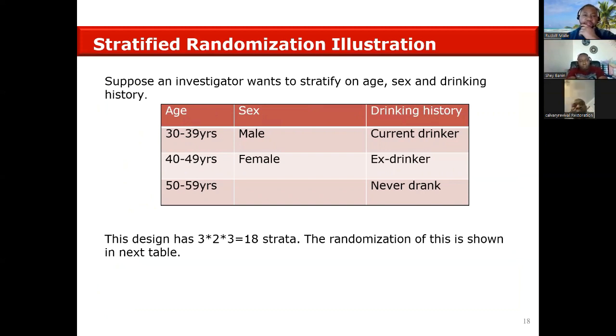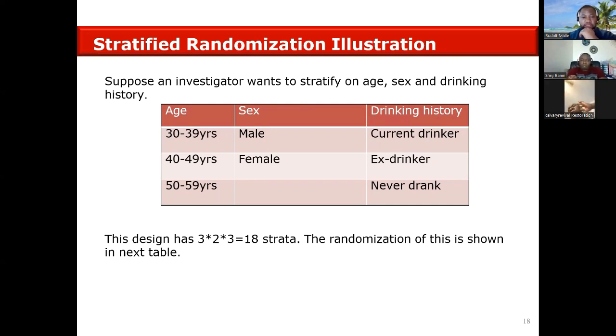Suppose an investigator wants to stratify age, sex, and drinking history. So between the different ages, he may have to choose, okay, from 30 to 39, male. These are the ages. Are they a current drinker? Drinking history. So now with this one, there's also a little bit of complexity here, because not just male, they're also going to evaluate female who are 30 to 39 who are currently drinking, then male of 30 to 39 who are ex-drinkers or who never drank. So they're also going to evaluate all of these strata.